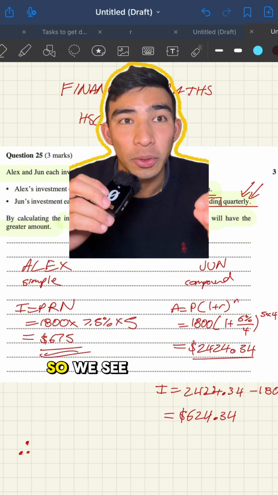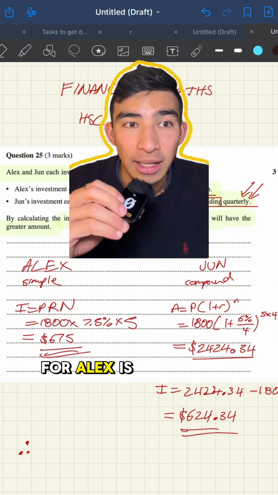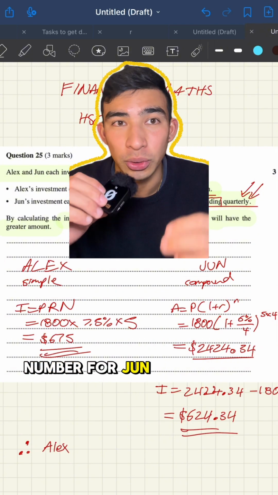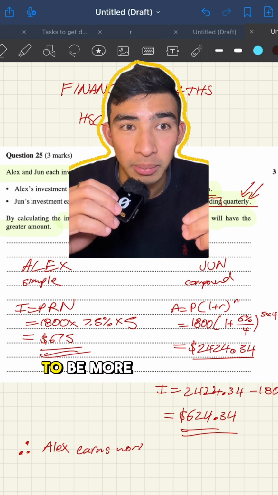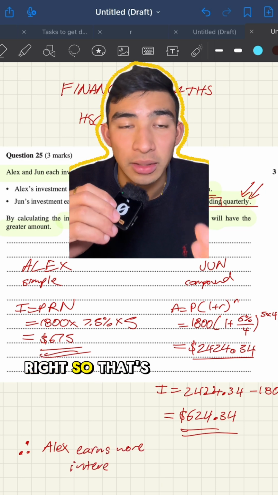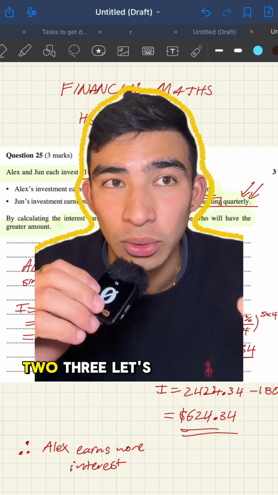And then for our third mark, we just have to check and see which one's bigger and actually answer the question. So we see that the number for Alex is bigger than the number for Jun, right? So then the interest earned over the 5 years is going to be more for Alex, right? So that's going to be the third mark there. Boom, 1, 2, 3, let's go.